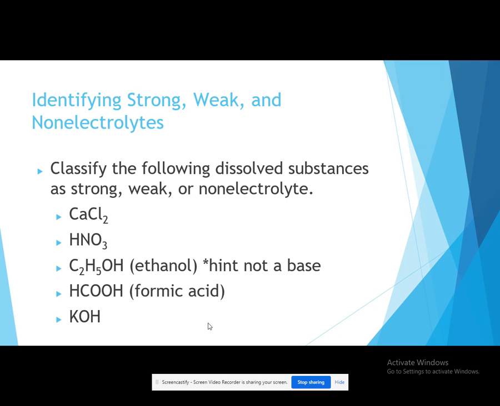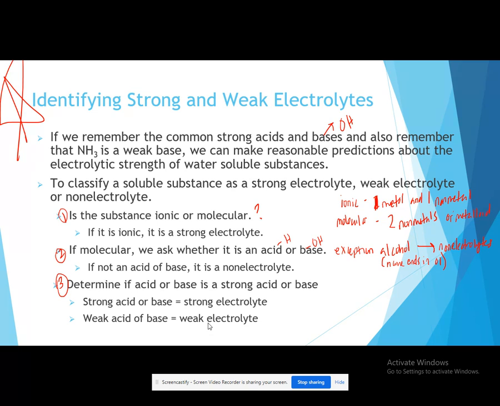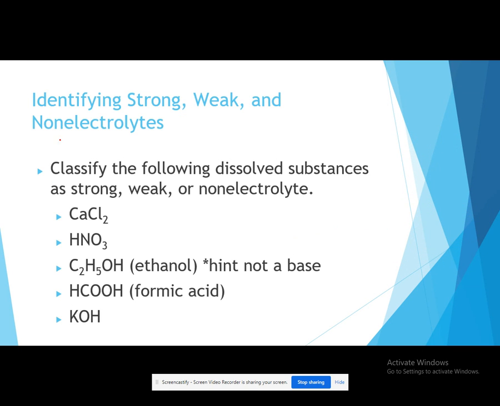Okay, so let's see how you do. Number 1, it says classify the following as either strong, weak, or non-electrolyte. So the first question, if we go back to our questions, we have to ask if it's ionic or molecular. So we know that calcium is a metal, chlorine is a nonmetal. Metal and nonmetal means that it is ionic, which means that it is a strong electrolyte.